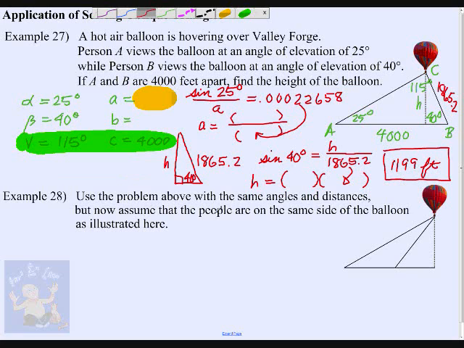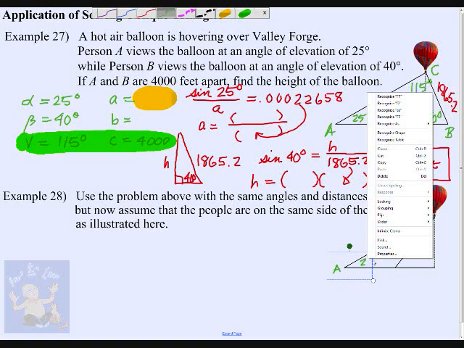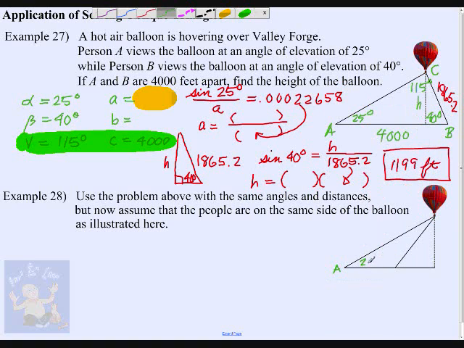Now, the next example, we're going to use the same angles. So what have we got here? Let's write it in. I'll do it in green again. So we'll do A right here at 25 degrees. Let's assume the people are on the same side of the balloon. Oh, I see how that's working.